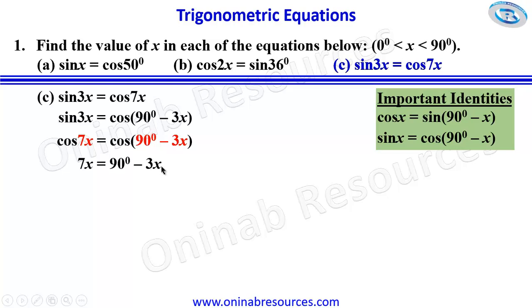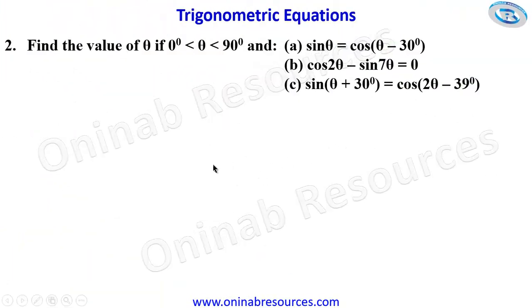We take this minus 3x to the left hand side, it becomes 7x plus 3x is equal to 90 degrees. It's going to give us 10x is equal to 90 degrees. Dividing both sides by 10, x is equal to 9 degrees. So we are done with 1C, and this is the end of solution to problem 1. We then go to problem 2. For problem 2, find the value of theta if 0 degrees is less than theta less than 90 degrees. And we have the questions to be solved.